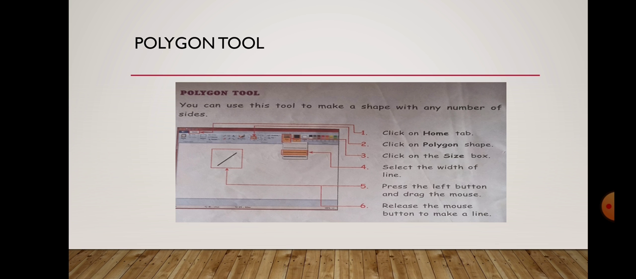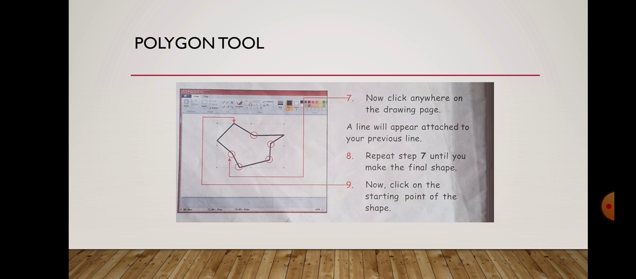Now you can click anywhere on the drawing area. So what will happen after that? A line will appear. So first of all we have drawn a line. Now we will do the same again and bring another line. You have to repeat it again and again until you make the final shape. Repeat the step again and again, and then click on the starting point of the shape. So you will find the structure, a polygon, in front of you.